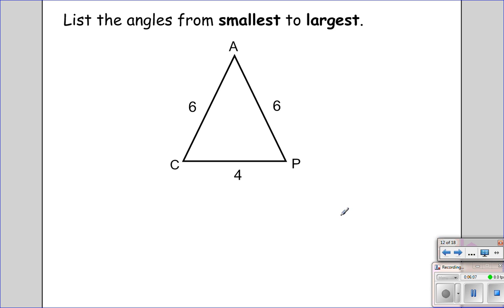Listing angles from smallest to largest here. Your smallest side is 4. So the angle across from 4 is angle A. And then, you have 6, because this is an isosceles triangle. So angle C and angle P are actually congruent. So those would be the same size.